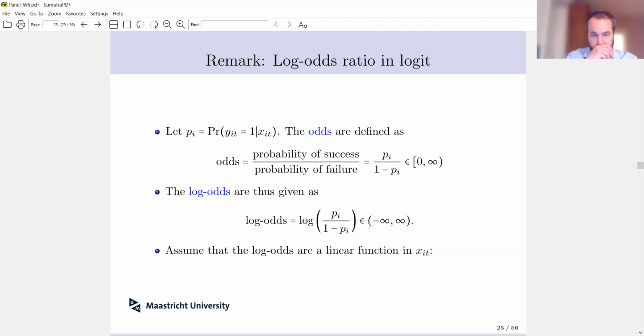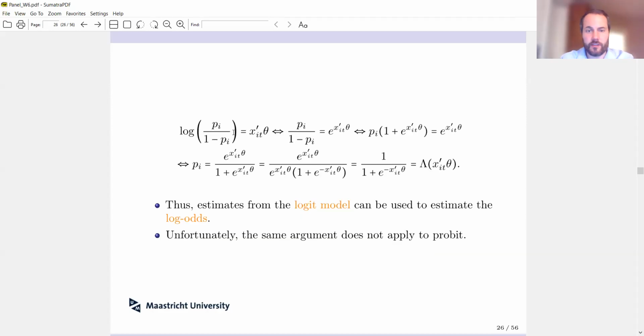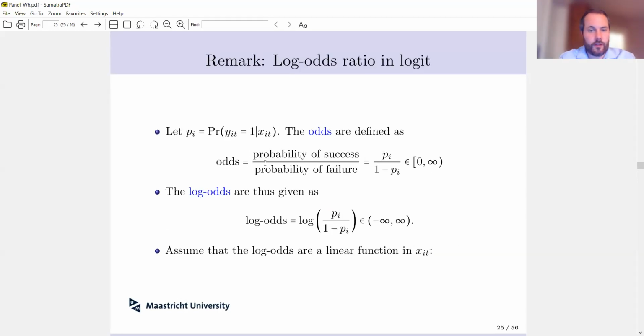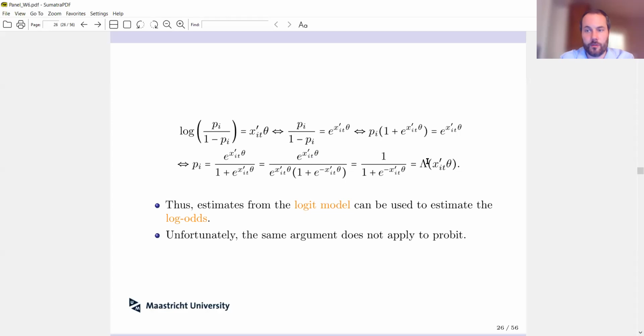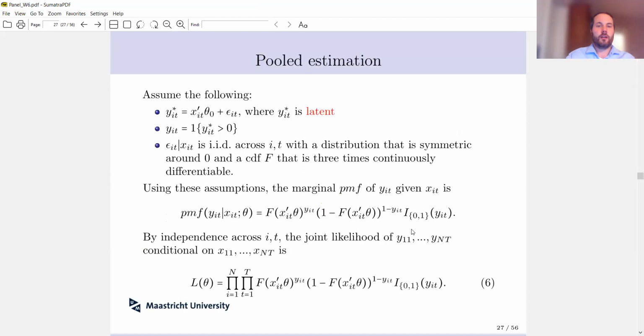So if we look now at this log odds and we assume a linear model in X_it, then we basically arrive at the logit model. I'm not going to go through all these equations here. You can do that yourself. Basically, if you want to have a log odds interpretation and you're willing to make a linearity assumption on the log odds, then you arrive automatically at the logit model. The same does not apply to probit. That's just a warning.